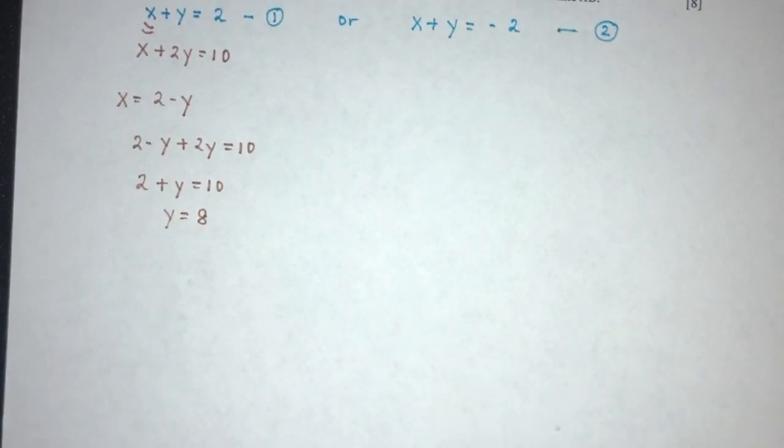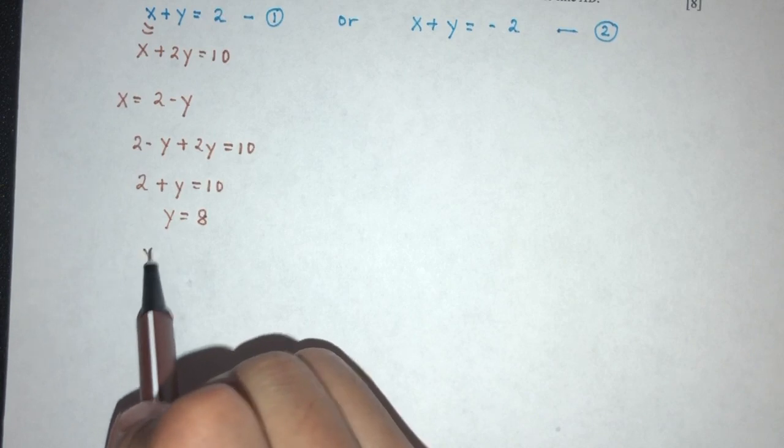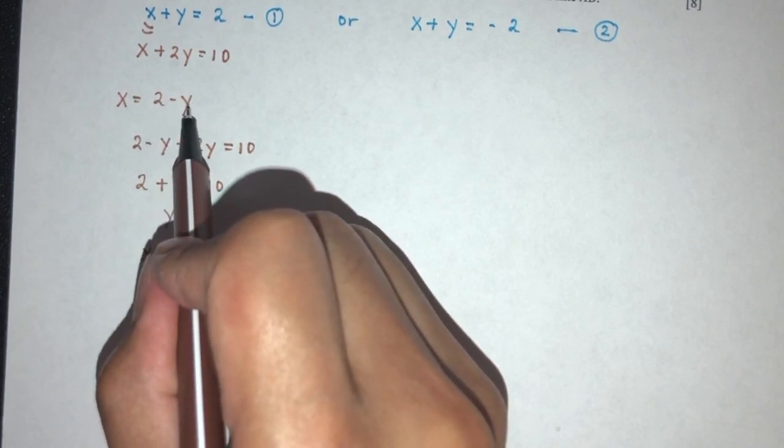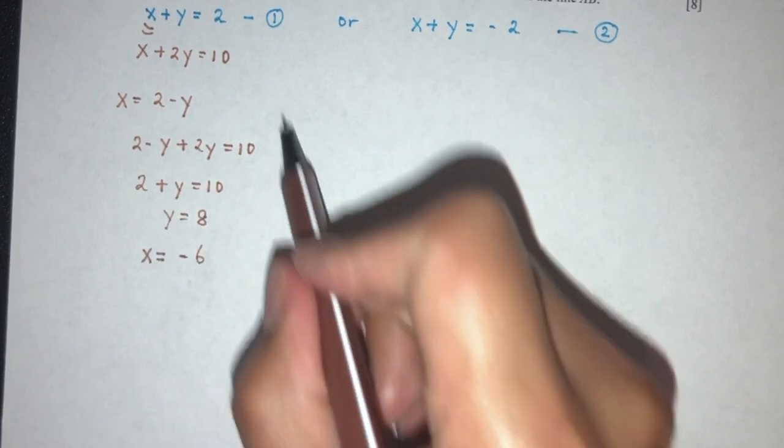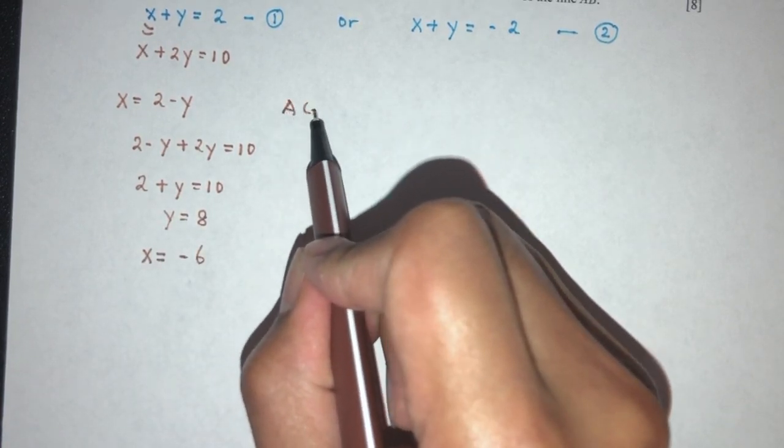Now let's find the corresponding value of x. So x, replace back in here, you will have 2 minus 8, that will be minus 6. So your point A will be minus 6, 8.